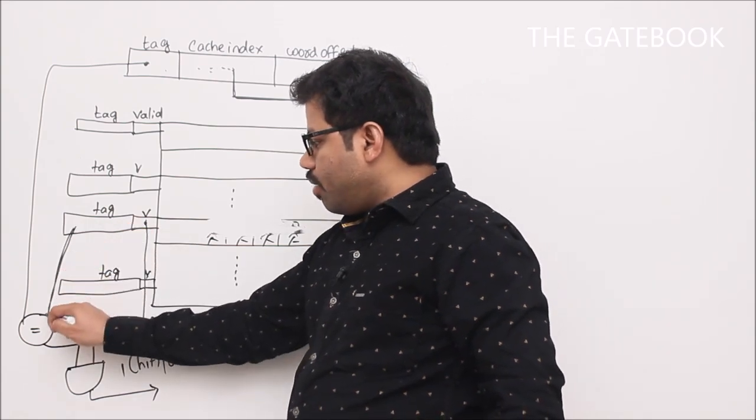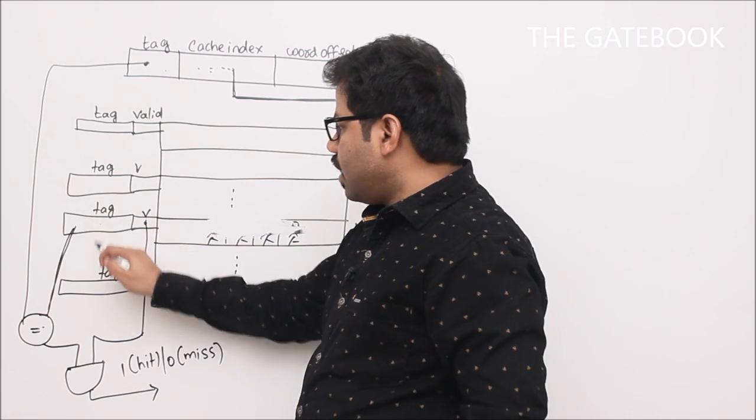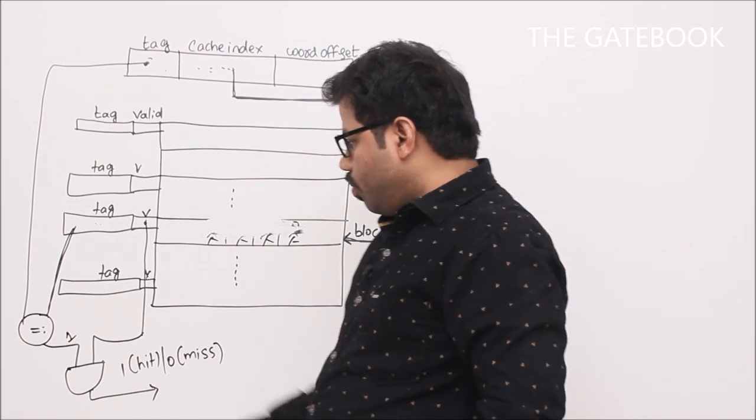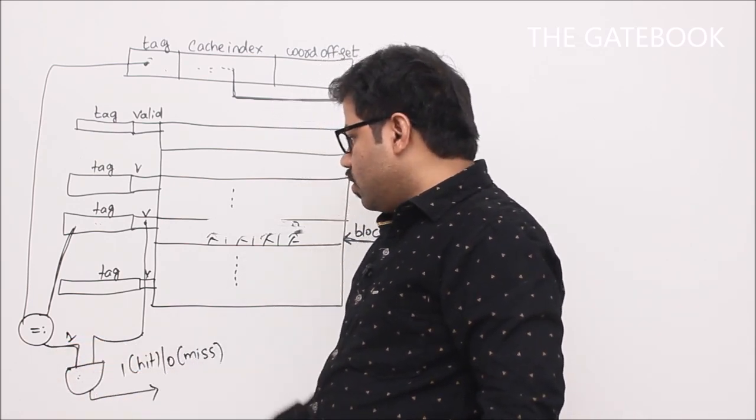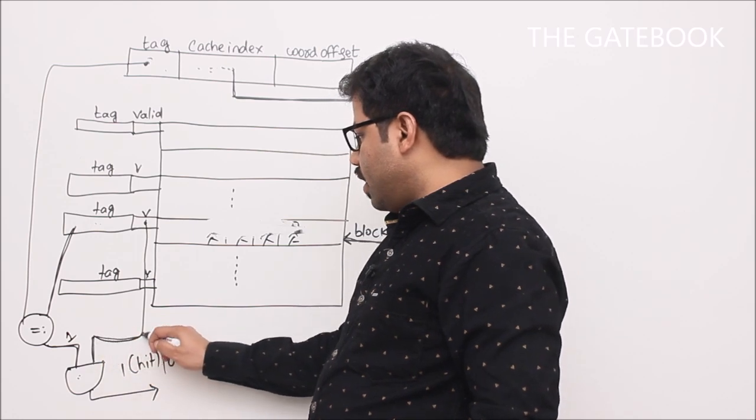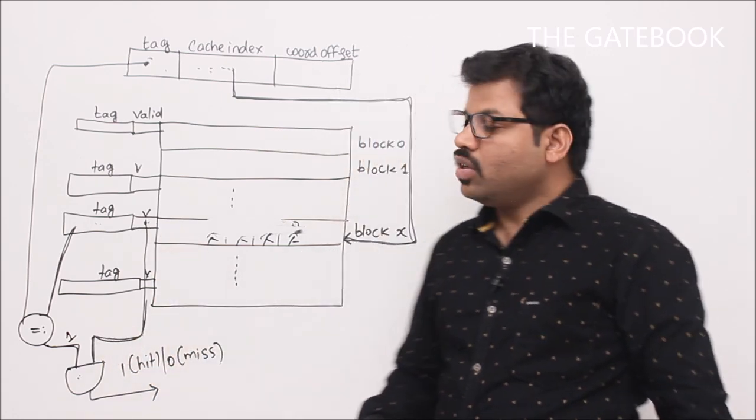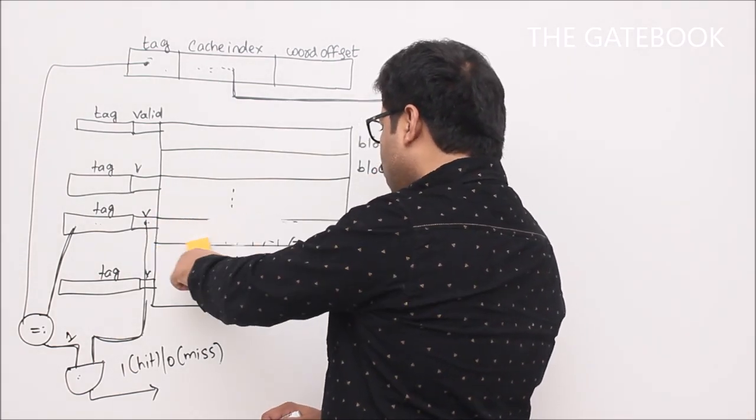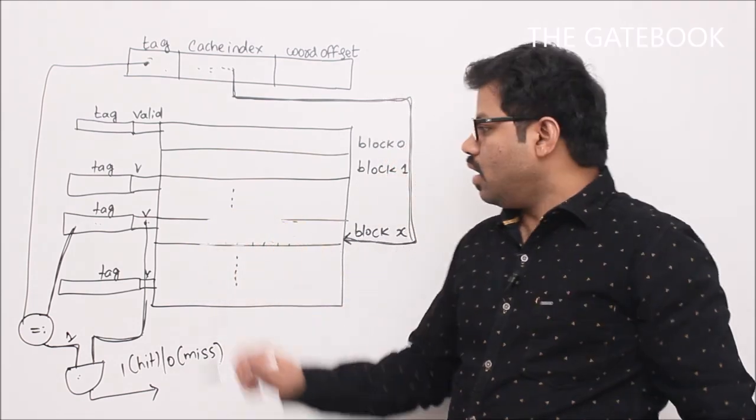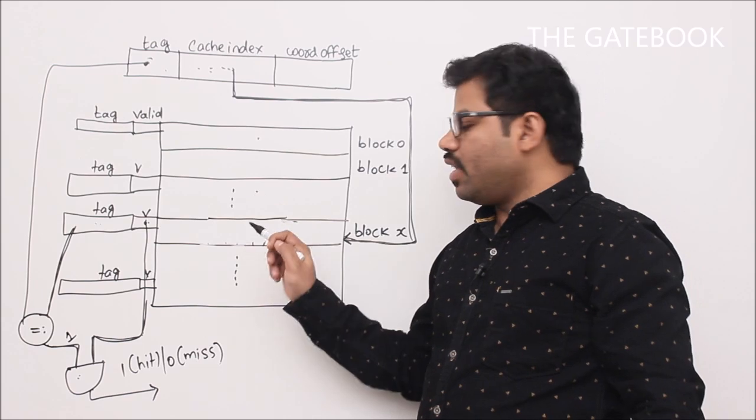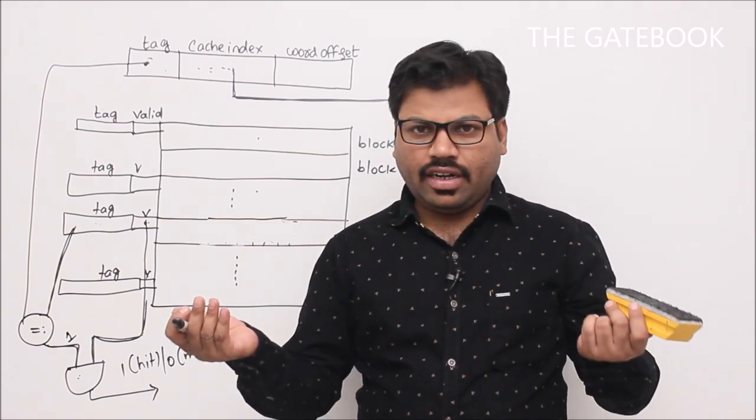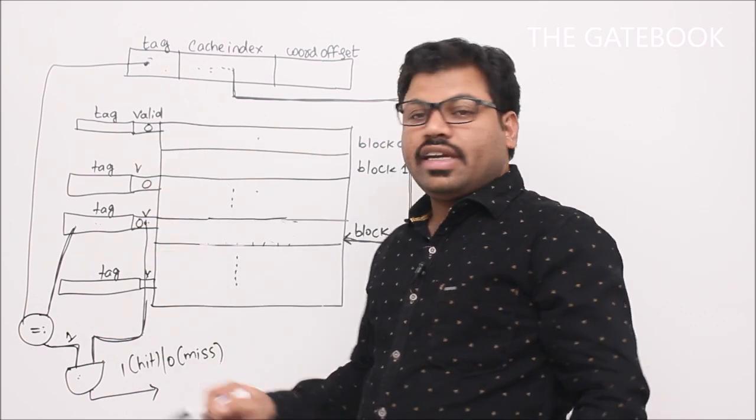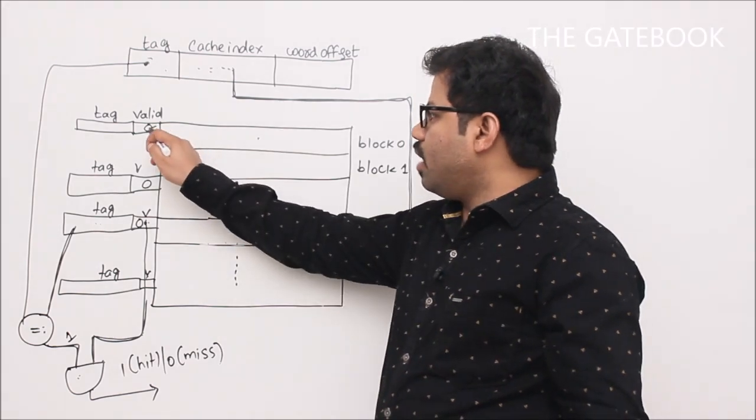The tag is connected to a comparator, and this tag will be compared. If the tag bits match, you get 1 as output. Then that 1 is connected to an AND gate. There is another input to the AND gate, which is the valid bit. What is the valid bit? I will tell you. Initially, your cache blocks have no valid data. When you switch on your computer, all these cache blocks contain wrong data, so the valid bits are initialized to zeros. Now, whenever data comes, the valid bit becomes 1.